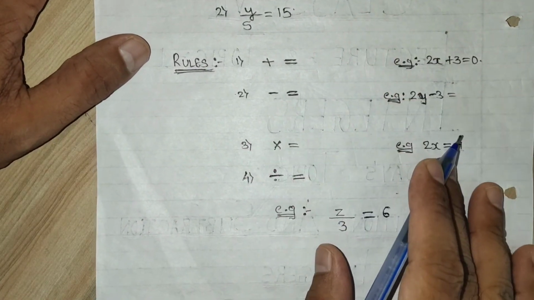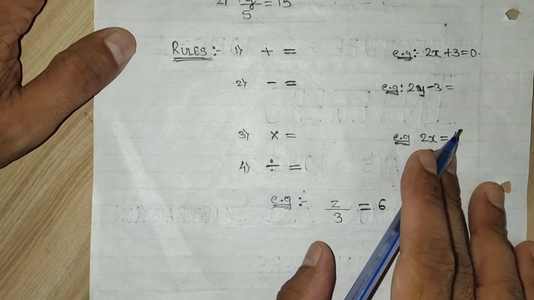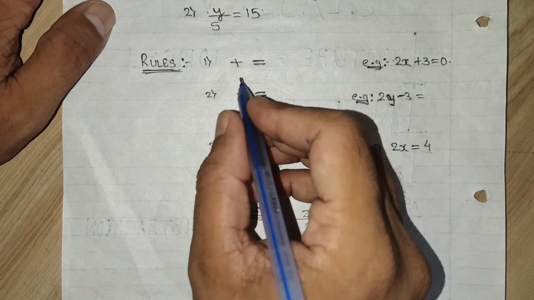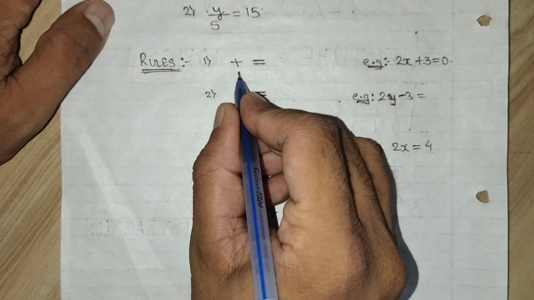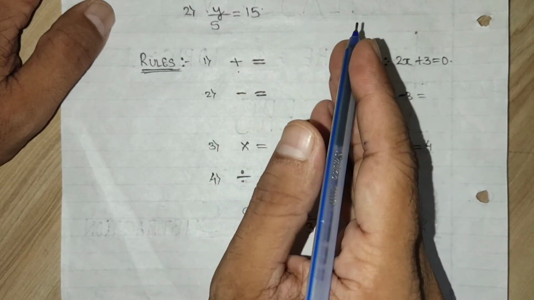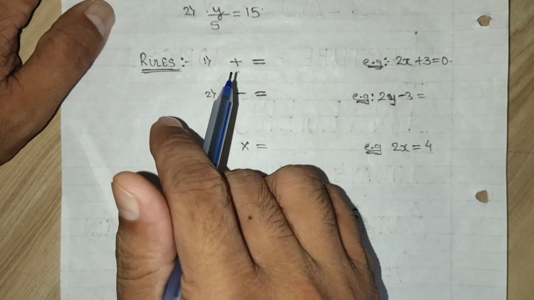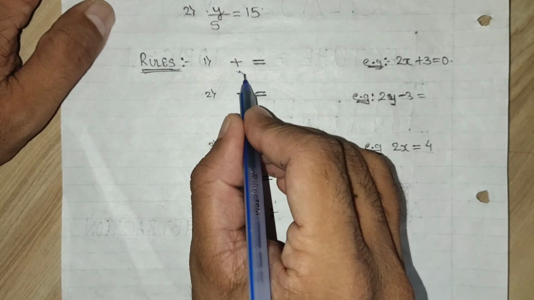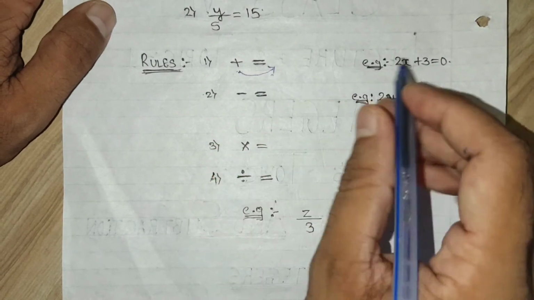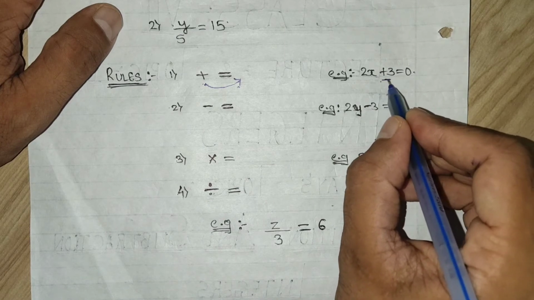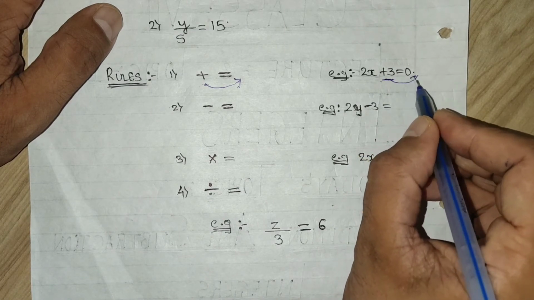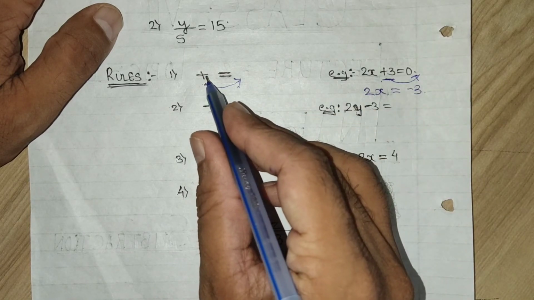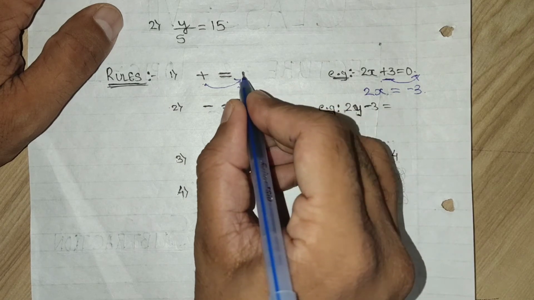Now, there are certain rules for transposing. That also I will explain with an example. If it is plus in LHS or RHS, and if you are taking it to the other side, then it will become minus. Here it is on the LHS side. If I am taking it to RHS, let me give you an example with this. Here it is plus 3. If I am taking it to the RHS, it will become 2x minus 3. That means if the plus is going to the right hand side, it will change to minus.